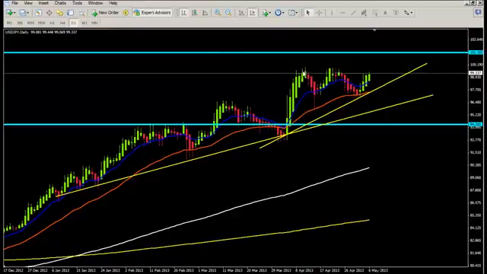So to get a closer look, you have your horizontal lines, you have your trend lines, your support lines. Let's check the 4-hourly chart. So from the monthly to the weekly to the daily, now to the 4-hourly chart.